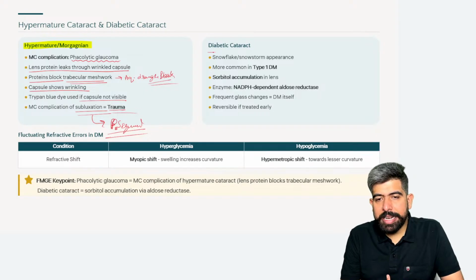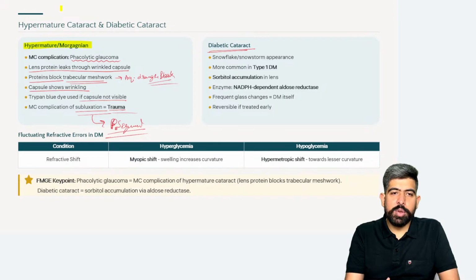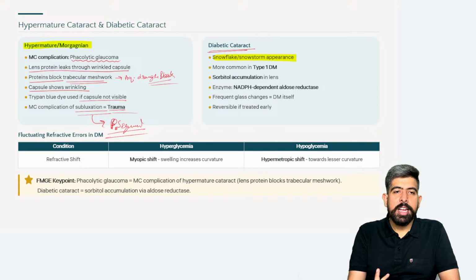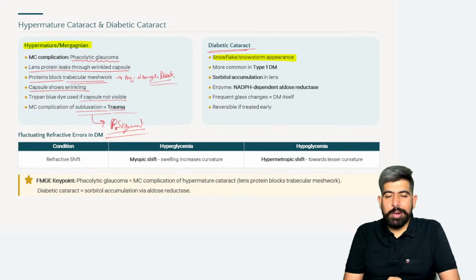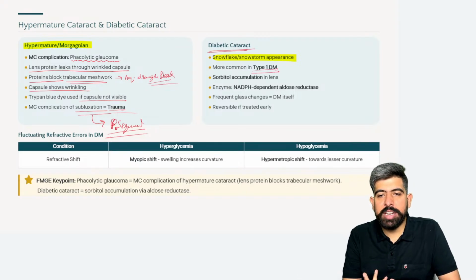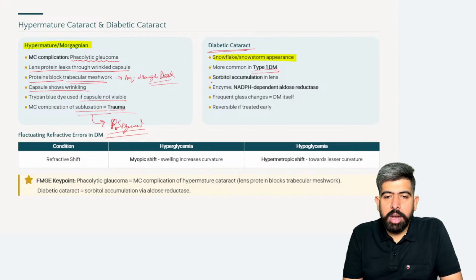If we talk about the diabetic cataract, as you know very well, it is known as the snowflake cataract, also the snowstorm appearance, right? So what will be seen inside the eye? Snowflakes will be seen on the lens, and this is most commonly seen in type 1 diabetes mellitus. As you know, type 1 and type 2. So this will be seen in type 1. What is the cause of it? Please remember, this is sorbitol accumulation inside the lens.